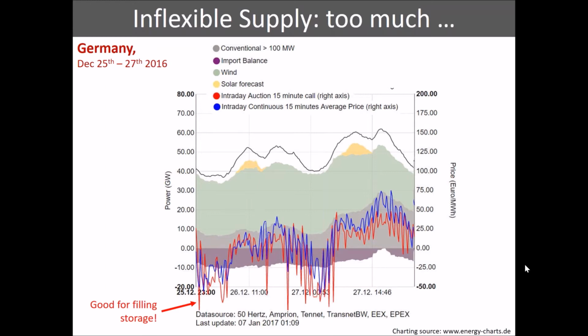Now, what you'll notice is an example of negative pricing. On the left-hand side of that chart, which was Christmas day, about 11 o'clock at night, we had very low demand, but an awful lot of wind in the system. And what's happened is the prices have gone negative, quite a bit negative, down to minus 75, I think, at the lowest point. So again, you're having to pay people to take it.